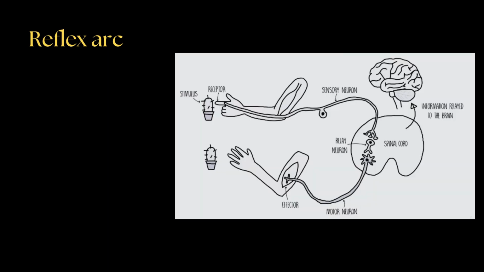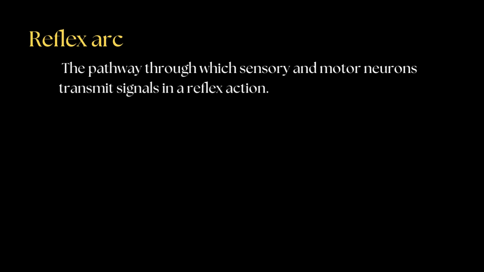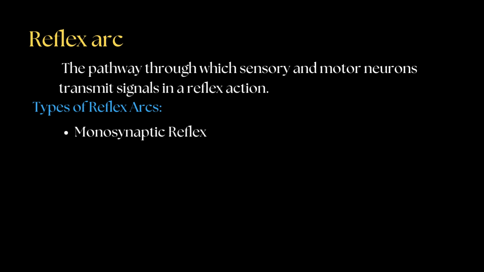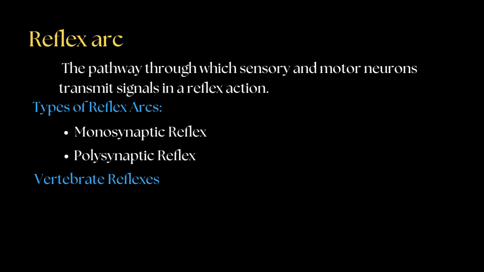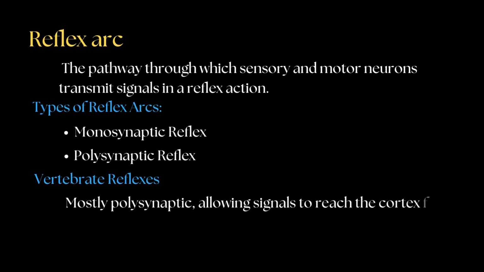A reflex arc is the neural pathway involved in a reflex action. It typically consists of sensory and motor neurons, transmitting signals rapidly to produce an immediate response. There are two types of reflex arcs. In a monosynaptic reflex, the pathway includes only sensory and motor neurons, as seen in the knee-jerk reflex. In a polysynaptic reflex, interneurons are present between the sensory and motor neurons, allowing for more complex processing. In vertebrates, most reflexes are polysynaptic. This means that, in addition to producing an automatic response, signals are also sent to the brain's cortex, enabling some level of voluntary control over the reflex.